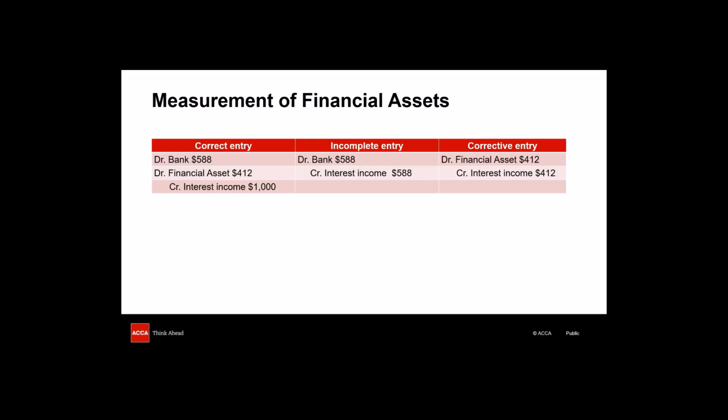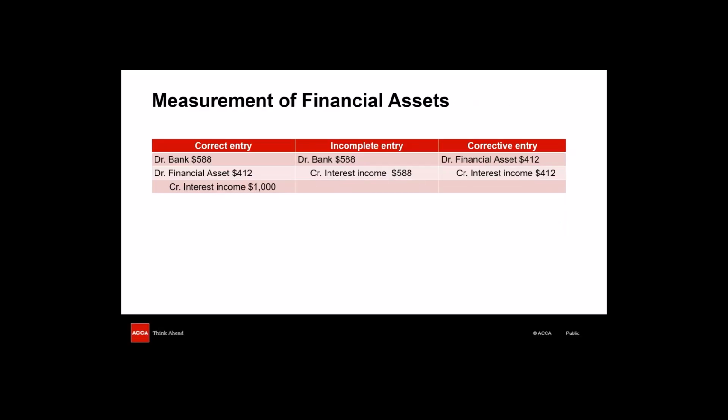Now the correct entry from the example that we have just done is that if the interest income in year 1 is 1,000 using the effective rate of interest, then we should credit interest income of 1,000, debit bank by 588 the interest income received, and debit the financial asset by 412, which is causing the increase in the value of asset over the years. Now, if that's not the case and the company has only passed the double entry, debit bank, credit interest income by 588, then we need to pass the corrective double entry in which we debit the financial asset by 412 and credit the interest income also by 412. This income is also going to be shown as an income in our statement of profit or loss.